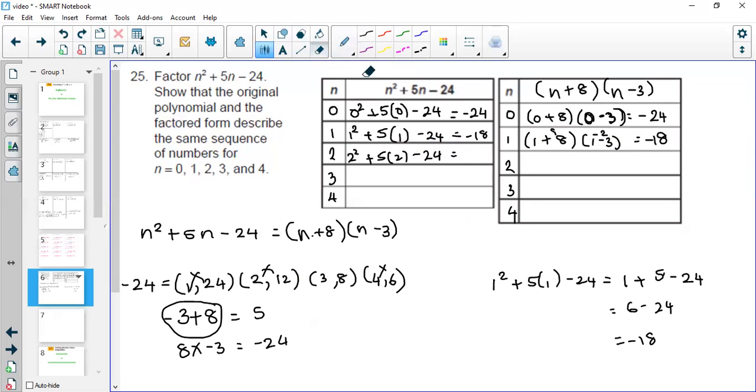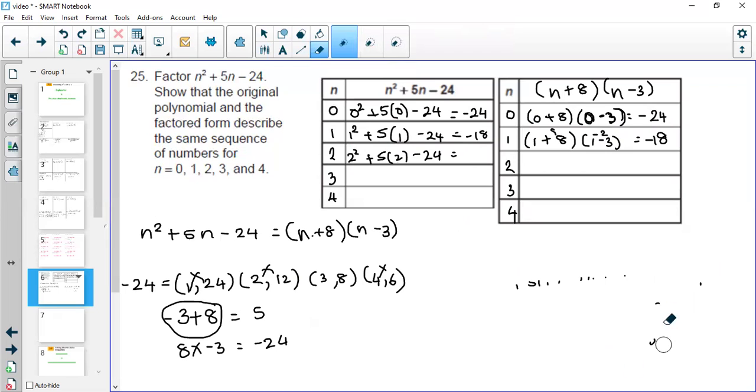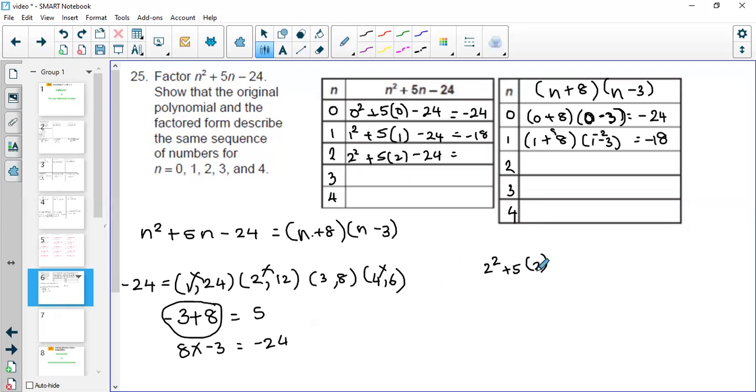So again, 2 squared is 4, and 5 multiplied by 2 is going to give you 10. So let me write it down here: 2 squared plus 5 multiplied by 2 minus 24. So 2 squared is 4, 5 times 2 is 10, negative 24. So 4 plus 10 is 14. 14 minus 24 is going to give you negative, how much? It's going to be negative 10. So this is going to give you a negative 10.